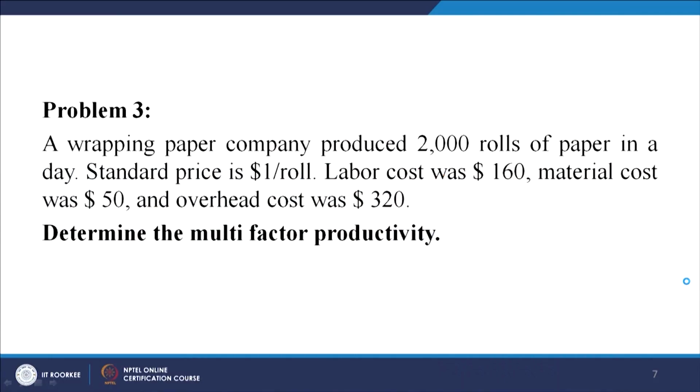But we can also convert it into money, the total output, because the standard price is also given. The standard price is $1 per roll. So we can convert our output in terms of the money generated, or the revenue, and the denominator can be the input going into the system for producing that revenue. So 2000 rolls, standard price per roll is $1. So $2000 revenue is being generated, that is the output, and then we see the input going into the system, and the output divided by input will give us the total productivity.